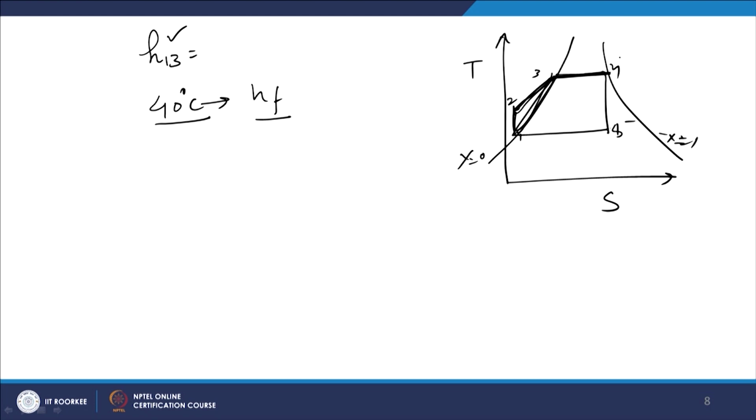So, we can take enthalpy at 4, that is enthalpy at saturated vapor at 13 bar, and enthalpy at 1, it means at 40 degree centigrade, enthalpy of the liquid. So, that is the amount of heat which is being added.